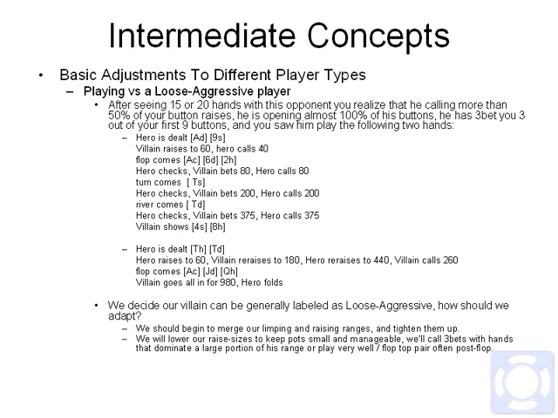So we'll lower our raise sizes to keep the pot small and manageable, just like our previous loose passive. And we'll also only call 3-bets with hands that dominate a large portion of his range or play very well, or flop top pair often post flop. Hands like queen king are going to be great to call 3-bets against these opponents with, just because queen king dominates a ton of their ranges that they're going to be 3-betting. Loose opponents will 3-bet queen 7, queen 8, queen 9, all of that looks very good to them, and the same with a lot of KX hands.